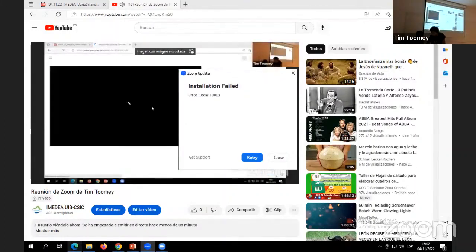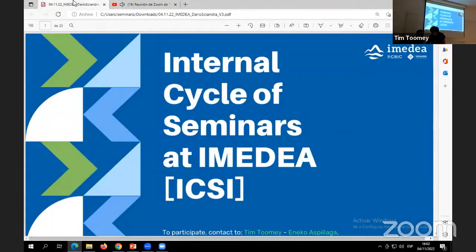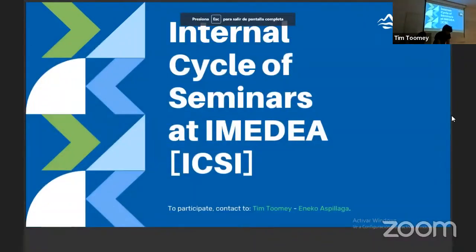Edge. No, I'm Zoom. In Edge here. Aquí ya está bajado. So. Where you want.